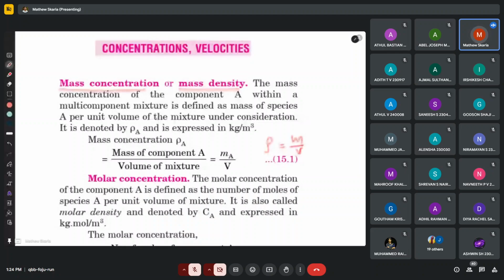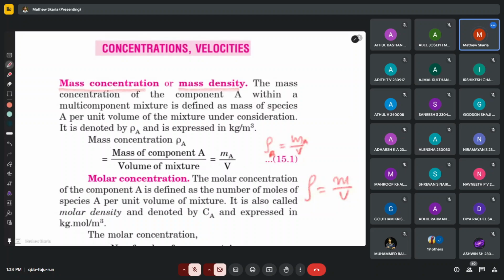So the density of a species A. Let us take A as a species. The mass of the component A divided by the volume, that is the mass concentration or mass density. Density, we say, is nothing but mass by volume.